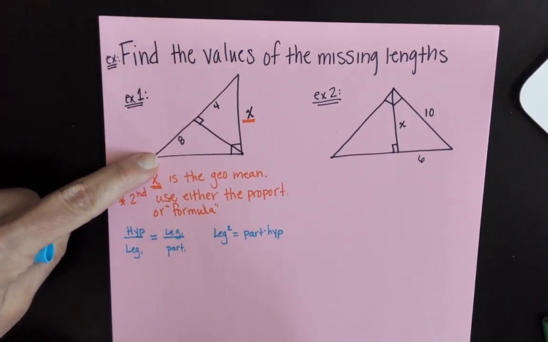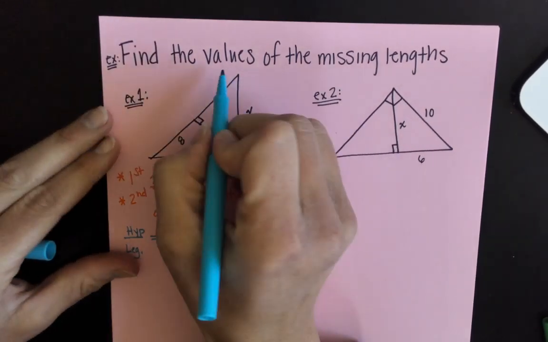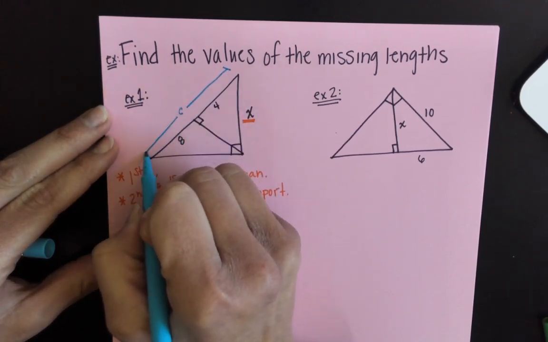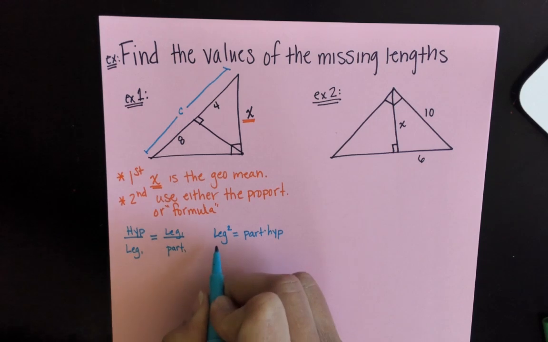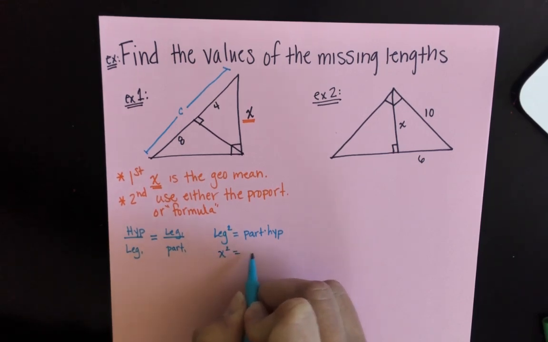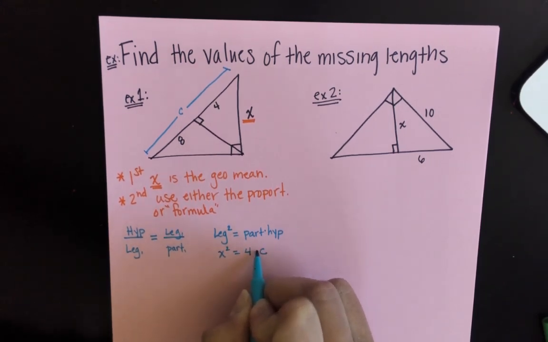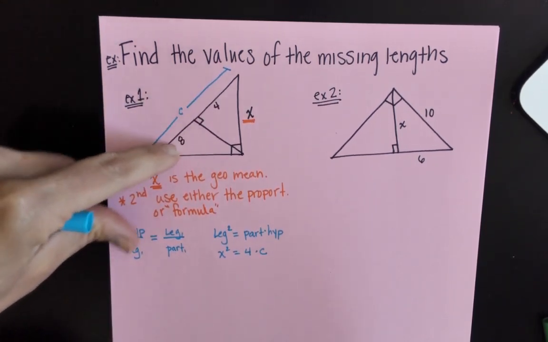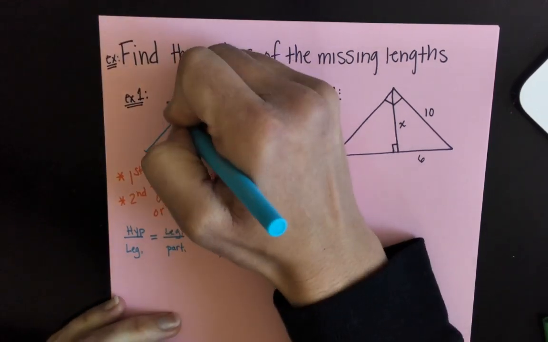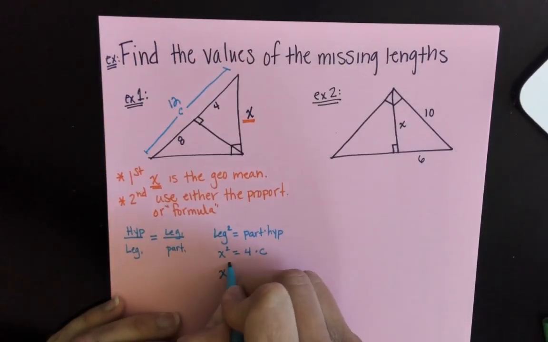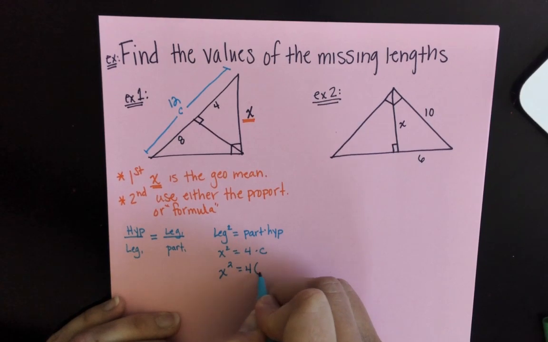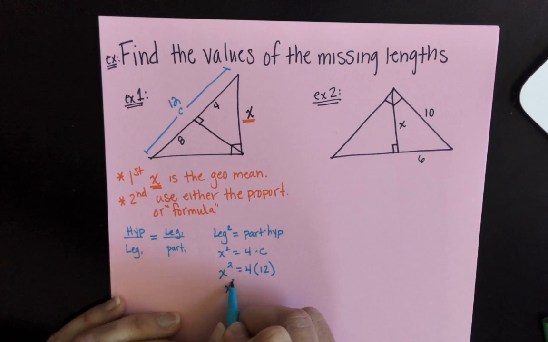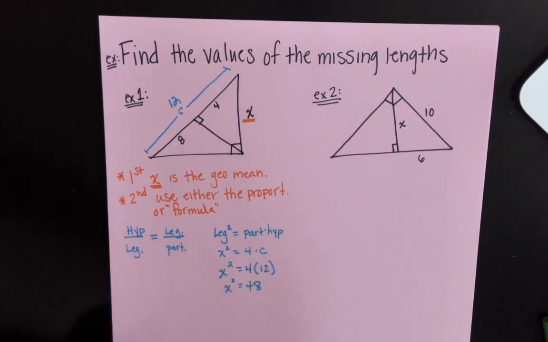Difference is I don't have the entire hypotenuse labeled. So if I want, I can label the entire hypotenuse something. So then I can get that x squared equals 4 times c. Well, isn't c already 12? You can just add that. You know that that's the case. So x squared would equal 4 times 12. And we end up with x squared equals 48.